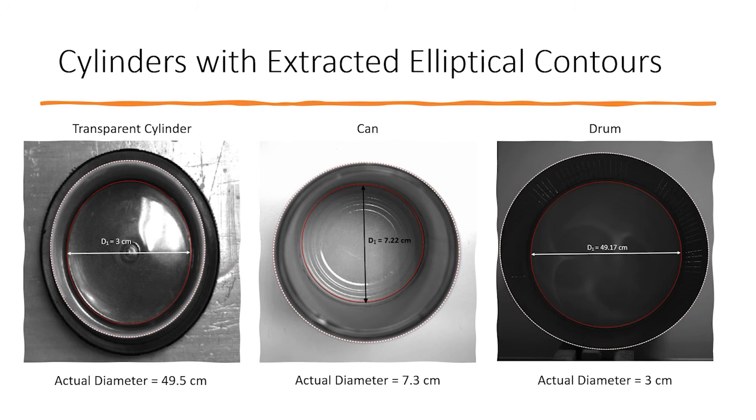Here we can see all cylinders with extracted elliptical contours. In this image we can also see the calculated diameter of each cylinder. By comparing it with actual diameter value, we can see that the results are quite accurate. Also we can see that the can is vertically shifted and the drum is horizontally shifted with respect to camera. On the other hand, the plastic cup represents the first collinear case.